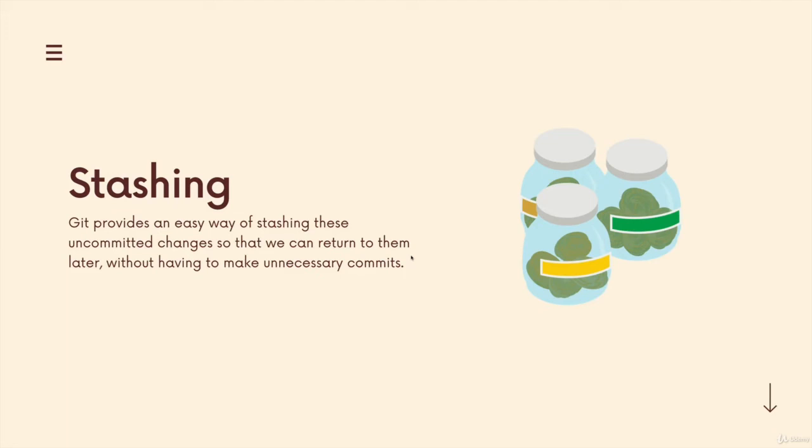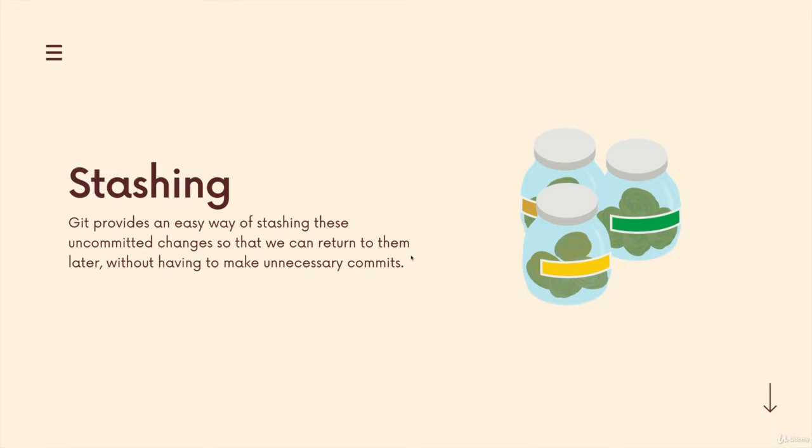All right, so let's learn a bit more about how stashing actually works. We've talked about why, we've kind of motivated it. Let's see the commands. Fortunately for us, Git provides a command called git stash that helps us stash uncommitted changes, and it allows us to return to them later without having to clutter up our history with unnecessary commits, right?